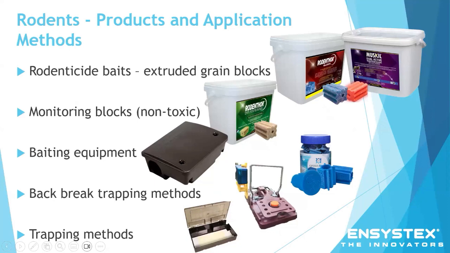What do we use to control them? Rodenticide baits. We've got extruded blocks, not wax blocks. The only difference there is we use a lot less wax in our blocks, which means they have a much higher melting point. So if you're working in hot areas, and I have certain areas in Pretoria, areas like Groblersdal, areas in the Free State, get so hot that the blocks always melt off the rods inside the base station. Extruded blocks have a much higher melting point. This is what we would use mostly when we're treating for rodents. But the biggest tool in our belt, monitoring blocks, our non-toxic monitoring blocks, not my favorite.